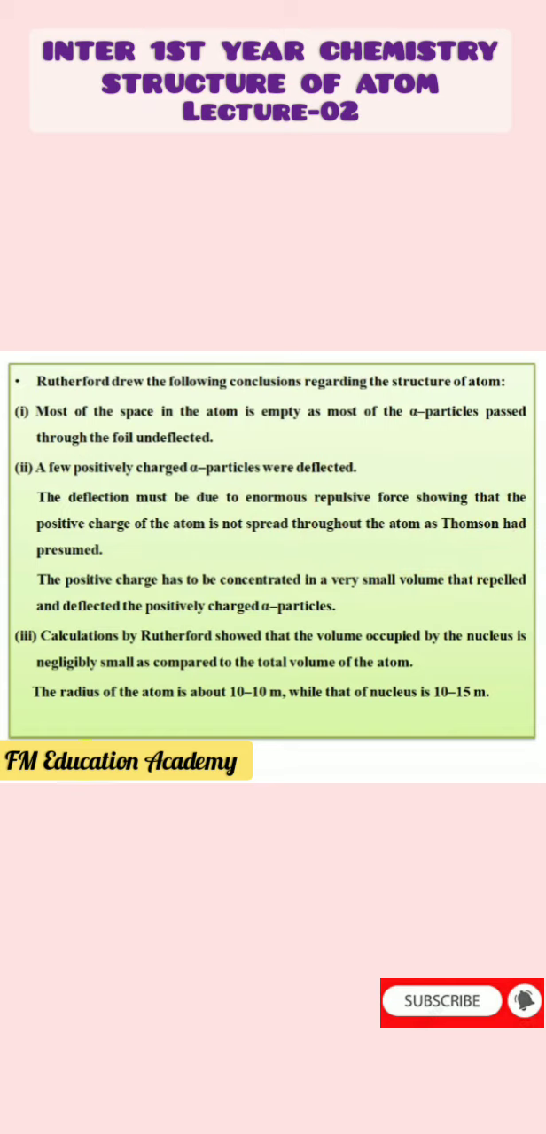So calculations by Rutherford showed that the volume occupied by the nucleus is negligibly small as compared to the total volume of the atom. So he also got one more point about the nucleus. The nucleus occupies only a small space in the atom. The radius of the atom is about 10 power minus 10 meters, while that of the nucleus is 10 power minus 15 meters. So total atom radius is 10 power minus 10, total nucleus radius is 10 power minus 15. They differ by 10 power 5.